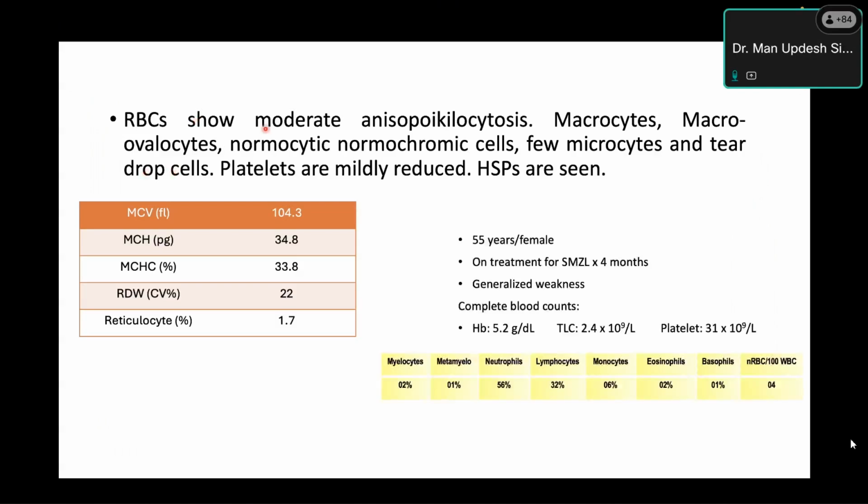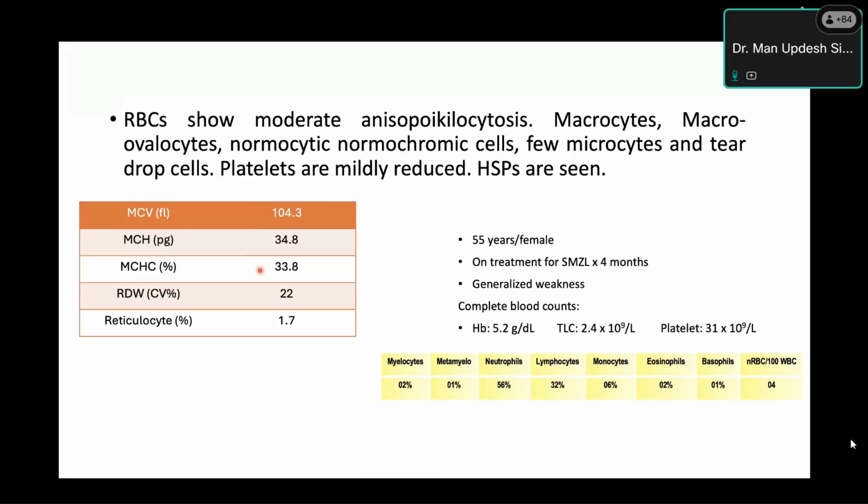RBCs show moderate anisopoikilocytosis, macrocytes, macro-ovalocytes, some normocytic normochromic cells, maybe a few microcytes also, some teardrops. Platelets are markedly reduced. You see hypersegmented polymorphs. The MCV here was 104. Obviously, it is matching with the findings in the smear.